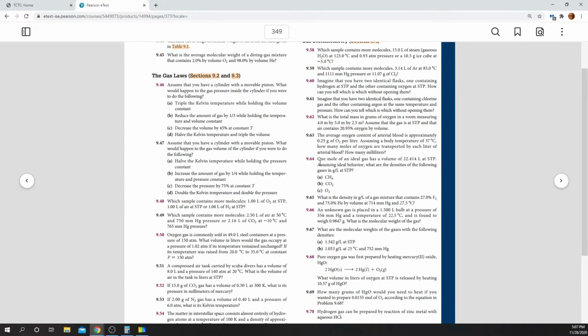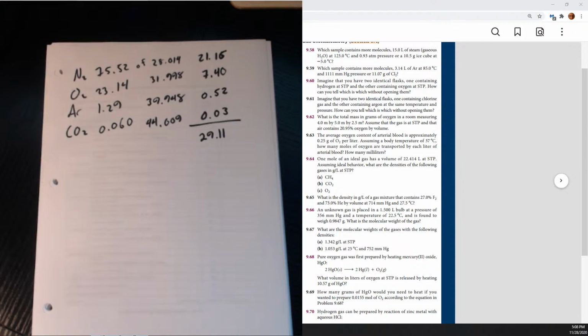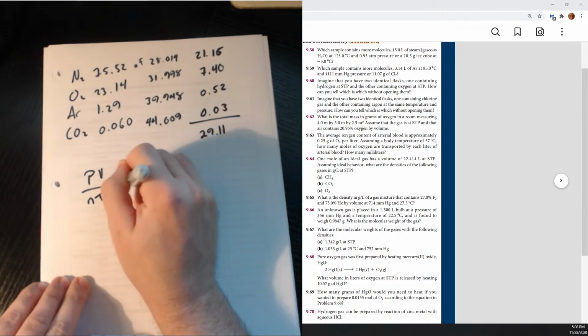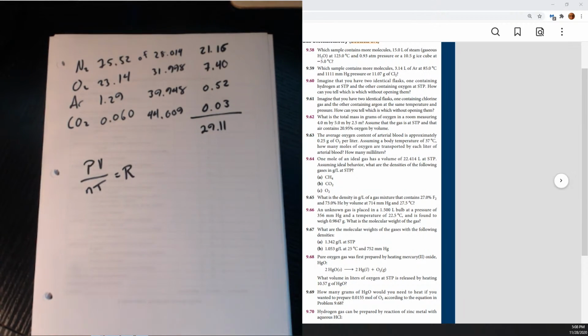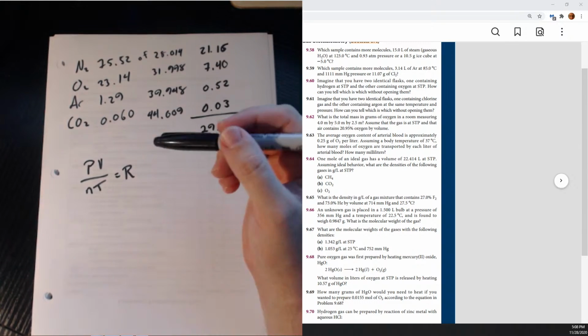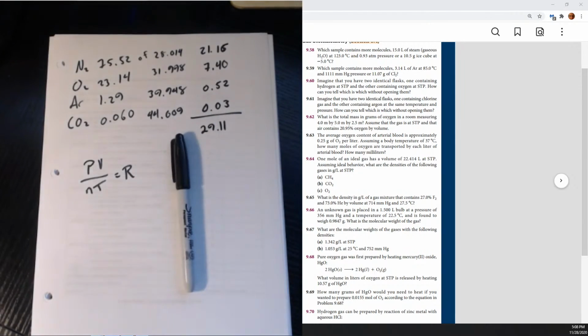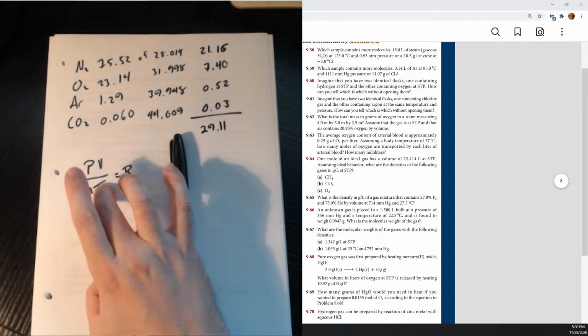All right, 346. Assume that you have a cylinder with a movable piston. What would happen to the gas pressure inside the cylinder if you were to do the following? Triple the temperature while holding the volume constant. Well, you triple the temperature, you're going to triple the pressure. That's not one they told you, but it's one that you can work out knowing PV = nRT. So PV = nRT, you can rearrange it like this. This lets you recreate all the stuff. In this case, we're holding volume and moles constant. It's just P1 over T1 equals P2 over T2. So if you triple the temperature, you're going to triple the pressure.